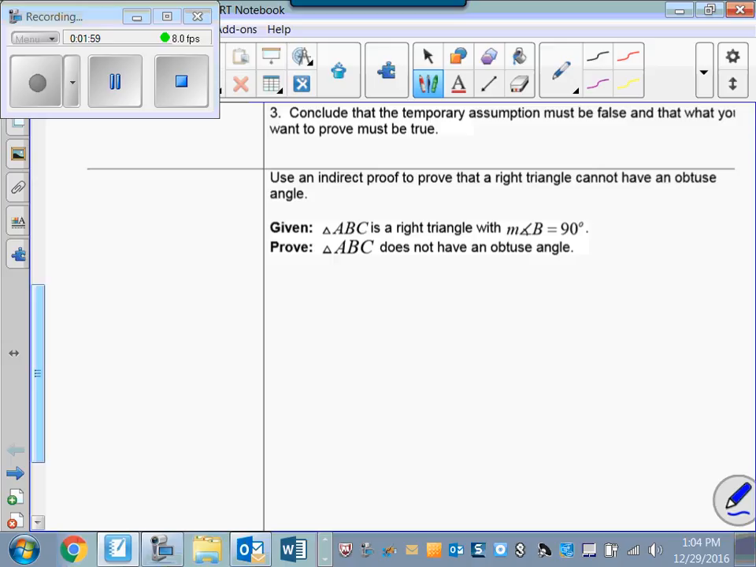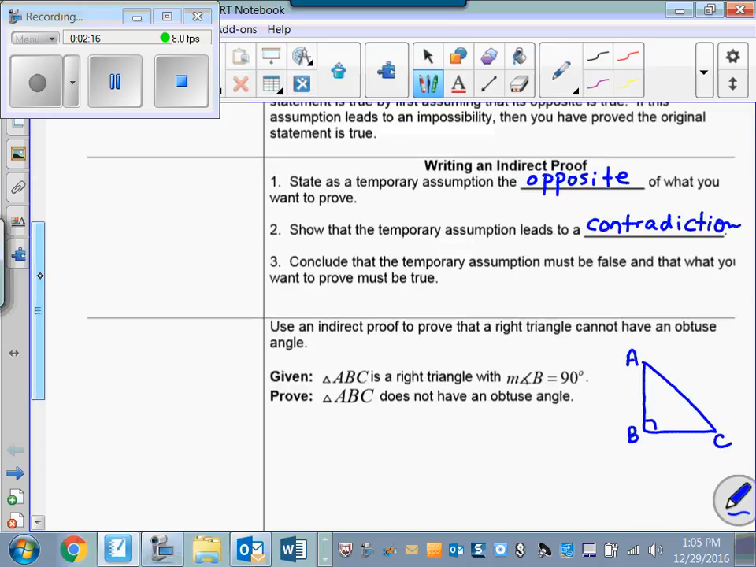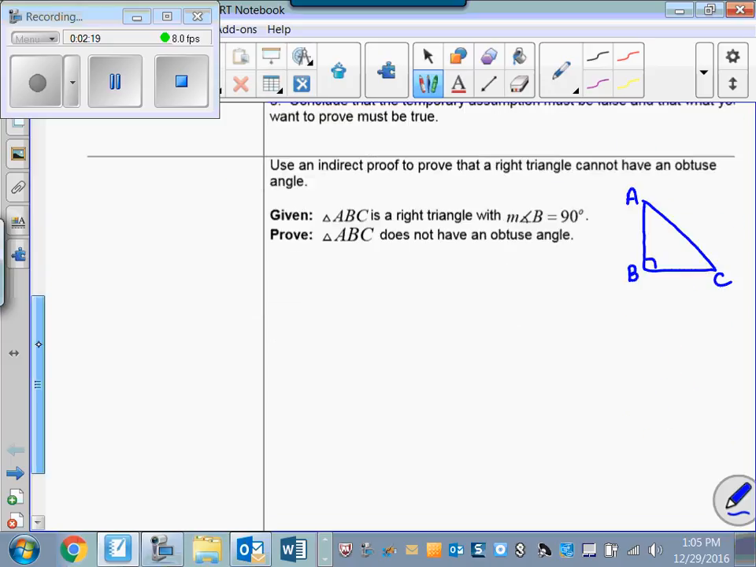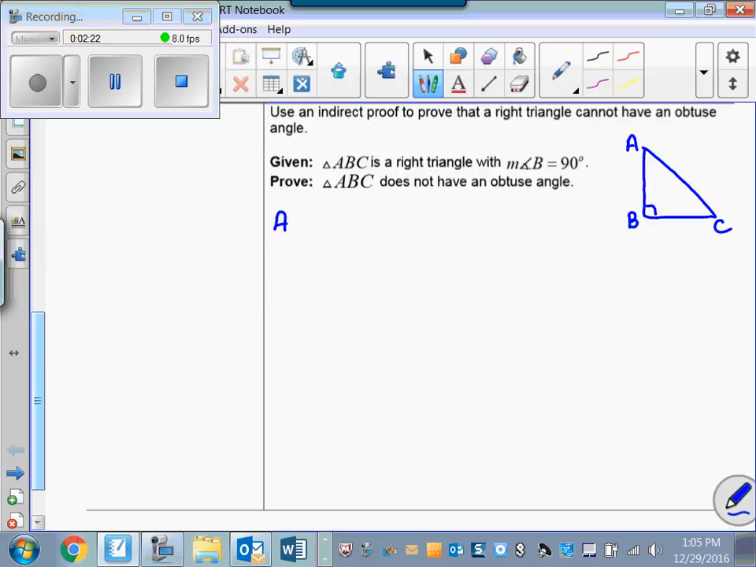Here's how it goes. Given ABC is a right triangle, I'm going to go ahead and draw this. I like to draw my given. So B is my right angle, so we'll call this ABC. It says prove that ABC does not have an obtuse angle. So what did I tell you to do in the first step here? Assume the opposite. The first word in your indirect proof is always going to be assume. And what am I going to assume? I'm going to assume that I do have an obtuse angle. So I'm just going to pick: assume that angle C is obtuse.